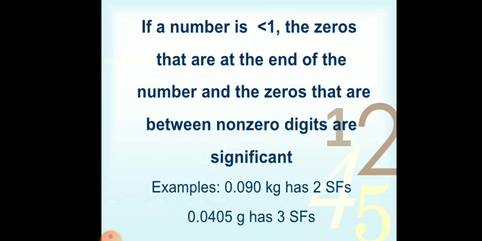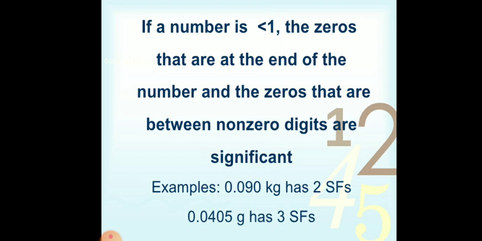So here the first case, the number is less than 1, the zeros that are at the end of the number. Take 0.090 kg. This value is less than 1. After the 9 at the end of the number there is a 0. If the number is less than 1, the zeros that are at the end of the number are significant. So 0.090 kg has 2 significant figures.